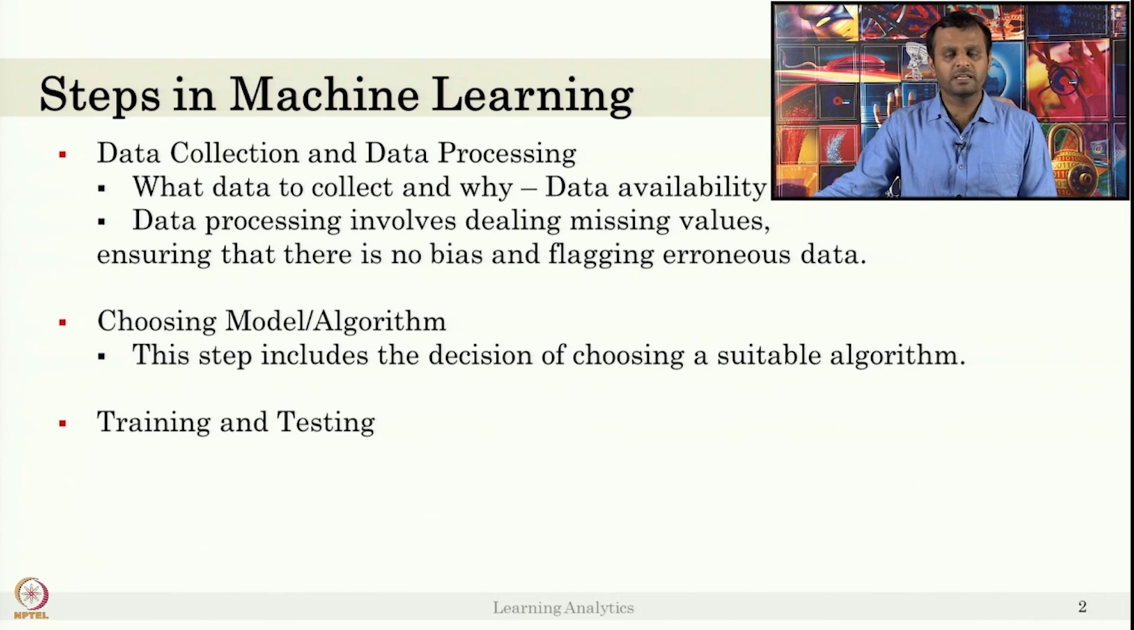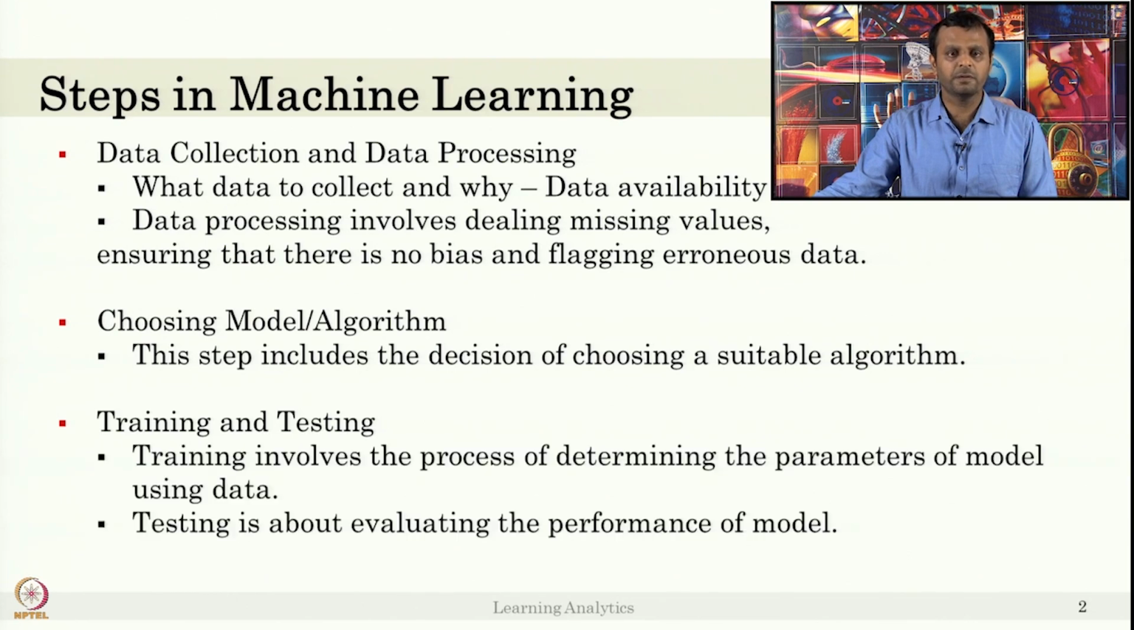And the third step is training and testing. So now you have data, you collected data, you have a research question, and you also have the model to use for your analysis. And the next thing is you have to train and test. So you have to split your data into training and testing data and use the data for training and testing. Training involves the process of determining the parameters of the model using the data. You are creating the model using the training data, and testing data will be used to evaluate the performance of the model. You can create more than one model and you can compare the performance of the models using the test data.